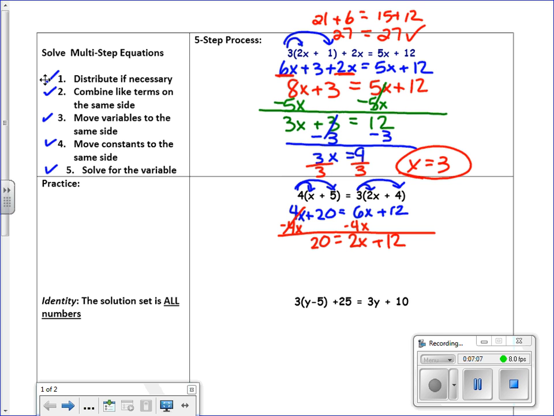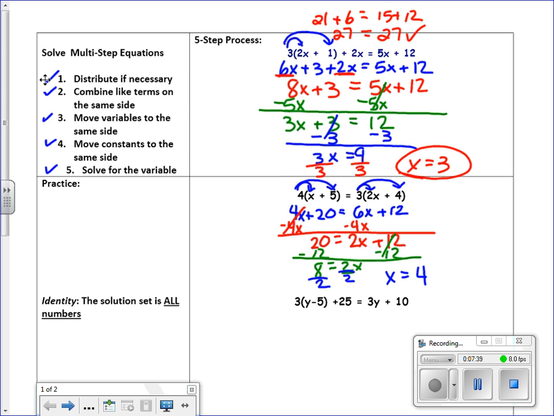Now I'm going to move my 12 by subtracting that. Move my constants to the same side. I had no like terms, obviously, up above, so I went ahead and skipped number 2. Then I have 8 equaling 2x, divide both sides by 2, and x equals 4.